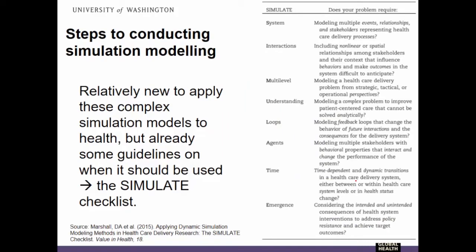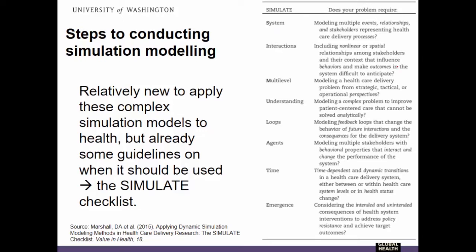So the field of this complex simulation modeling is relatively new when applied to healthcare, but it already has some guidelines on what might differentiate the simulation modeling from the more traditional optimization models, focusing on finding the one best solution, which we'll talk about next. So you can see on the right side there's this thing called the Simulate Checklist, which kind of asks some questions about what are you trying to do, and does your problem require these different things? And if so, then it makes sense to consider a simulation model rather than optimization model.